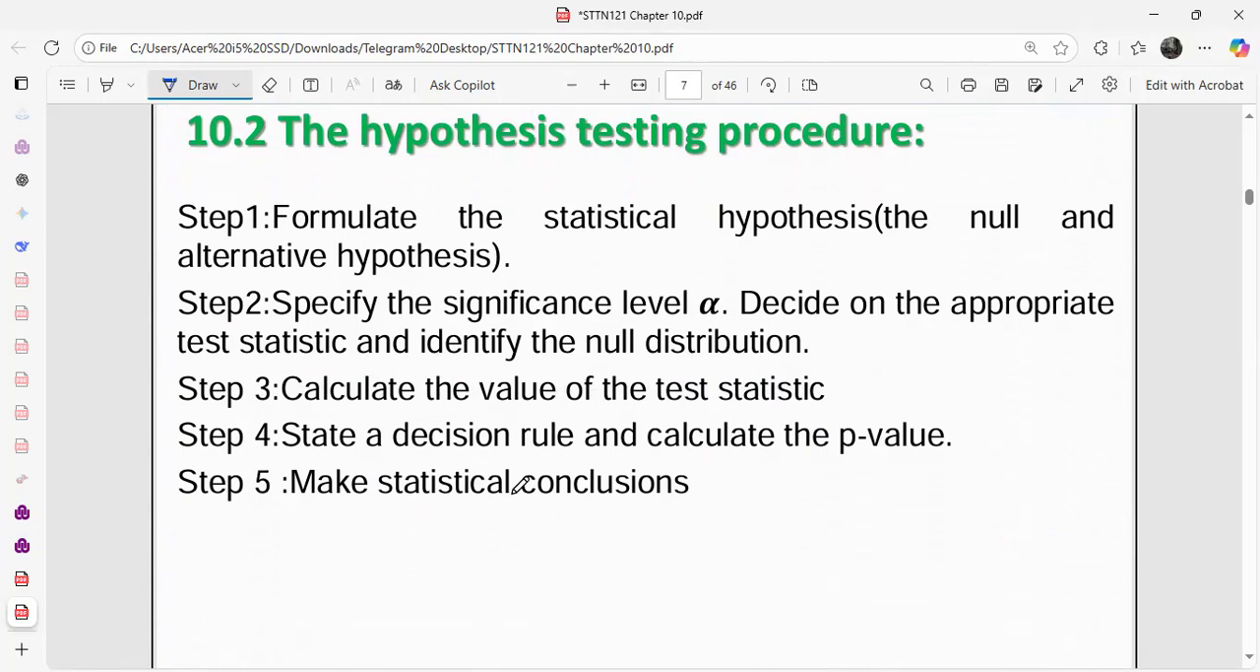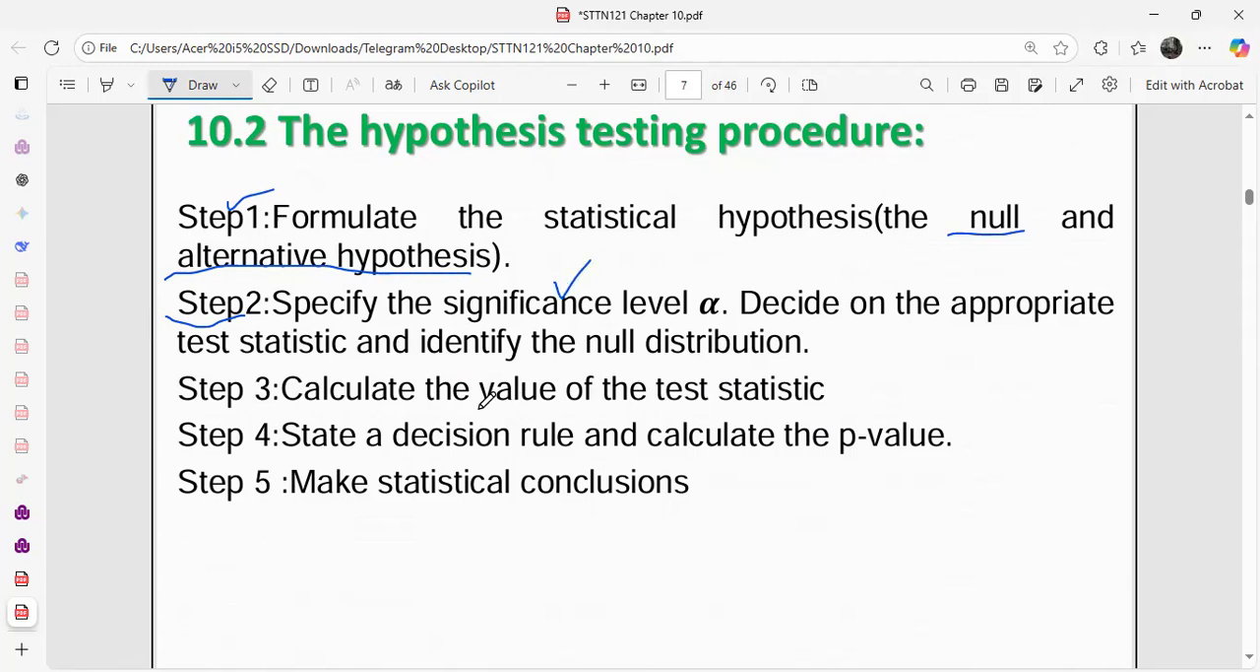It's very important for you guys to know these 5 steps. Step one is when you formulate the null and alternative hypothesis. Always, step one. When you're given a statement, step one, formulate your null and alternative hypothesis. Step two, you specify the significance level and you decide on the appropriate test statistic. It means that after specifying the significance level, you write down the correct test statistic formula that you are going to use on step number 3. That was step number 2.